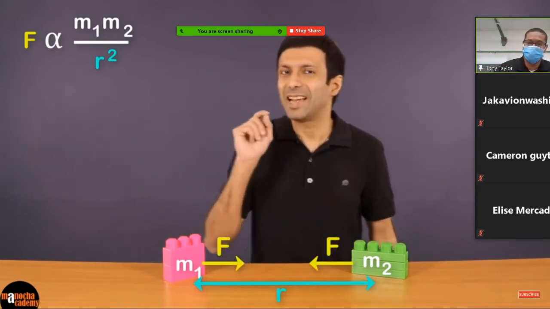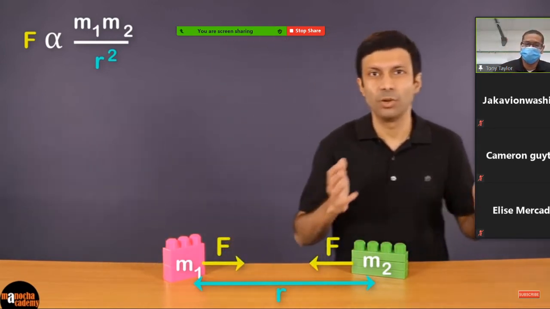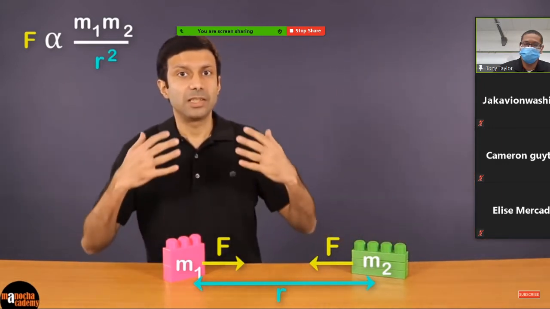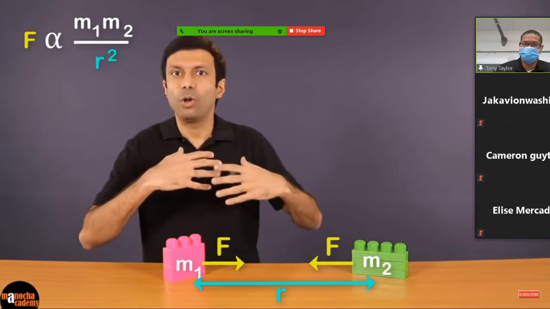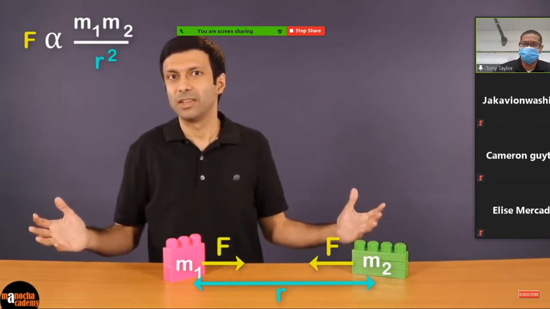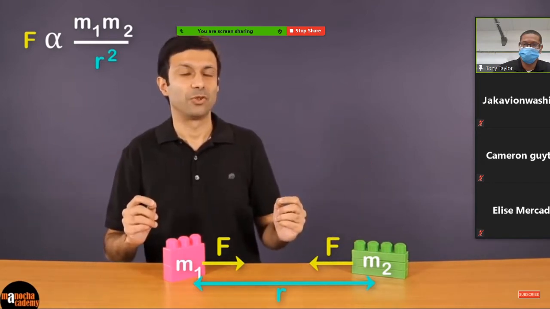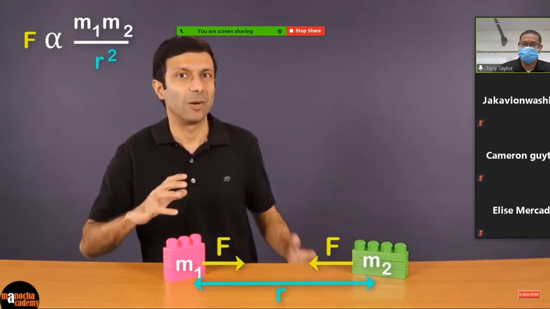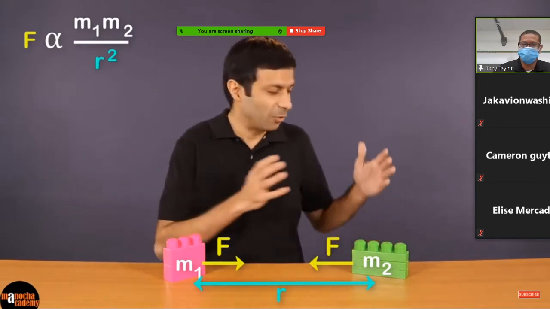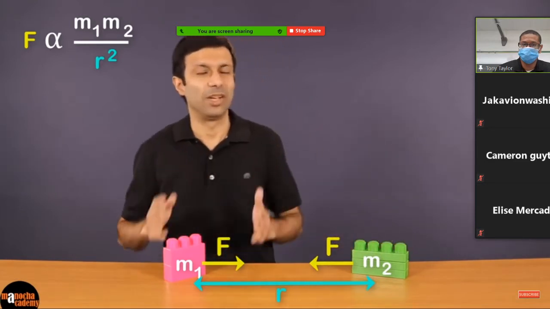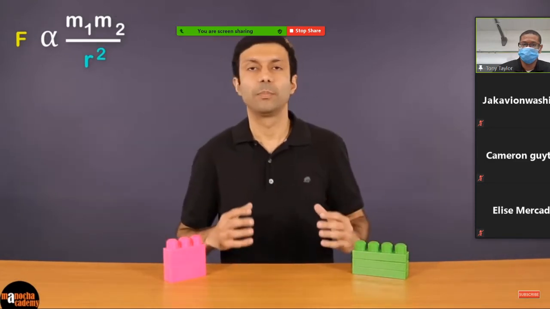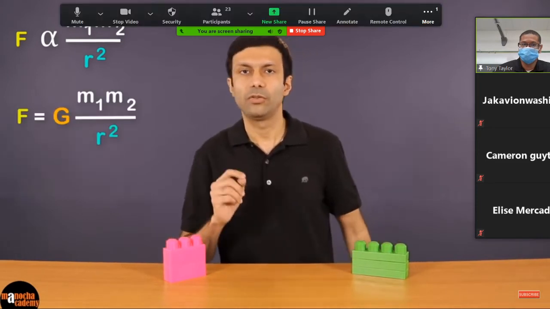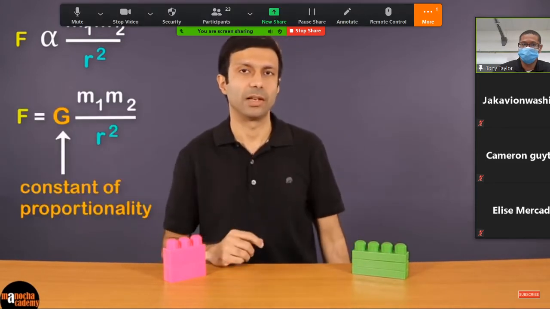And that's exactly why I said in the beginning of the video that when I moved from here to here, the distance between me and all the objects inside the universe changes. So the force will naturally change, and that's how I disturb the entire universe when I move from there to here. To convert the proportionality relation into an equation, we need to introduce a constant of proportionality.